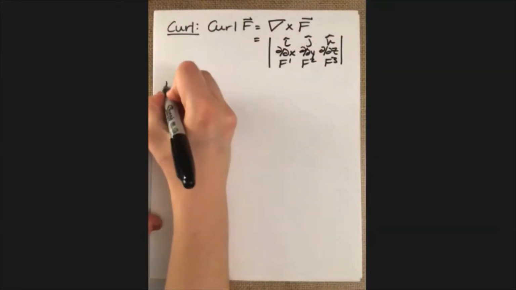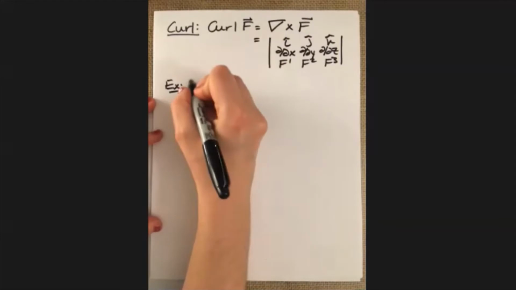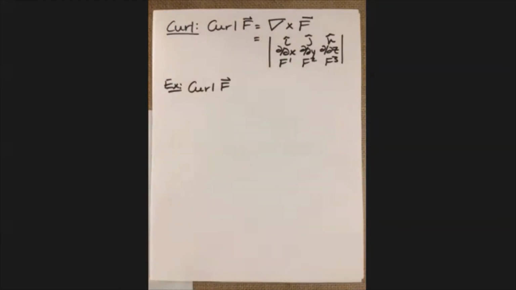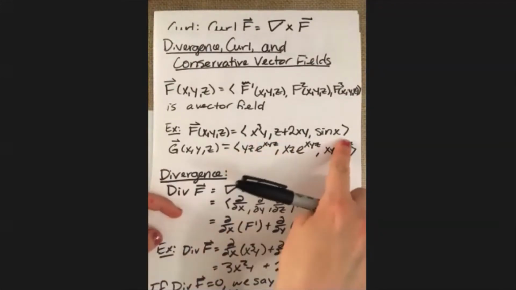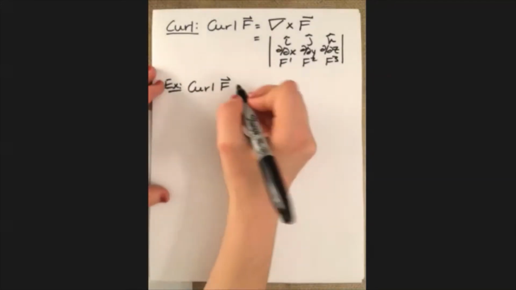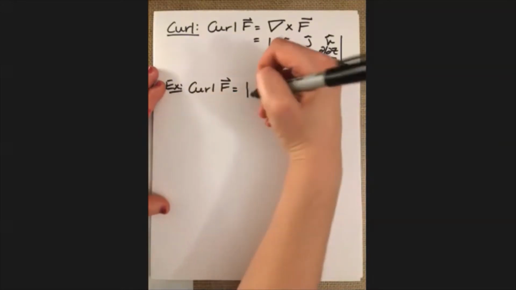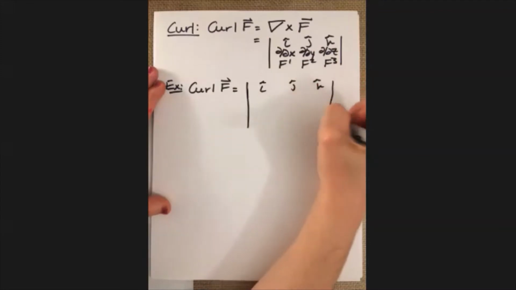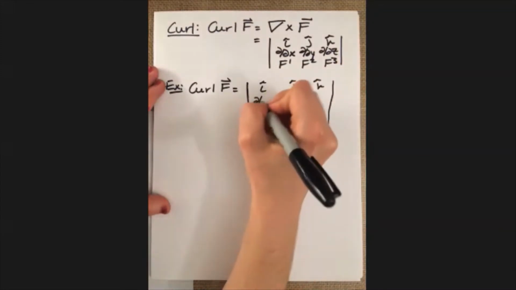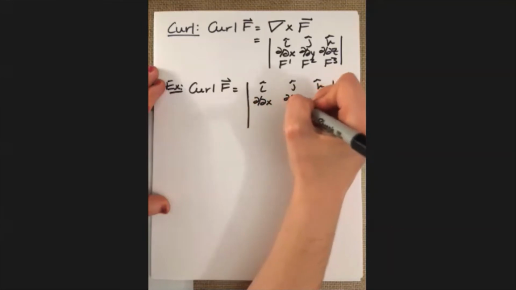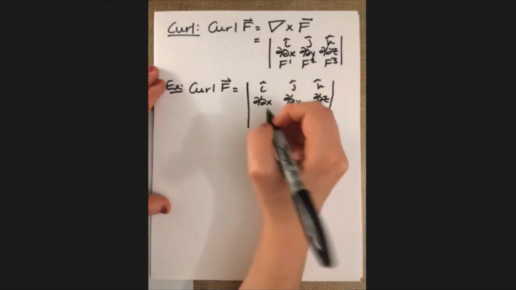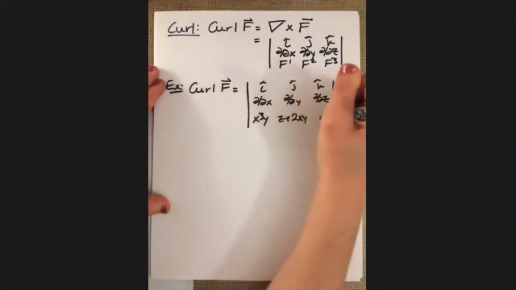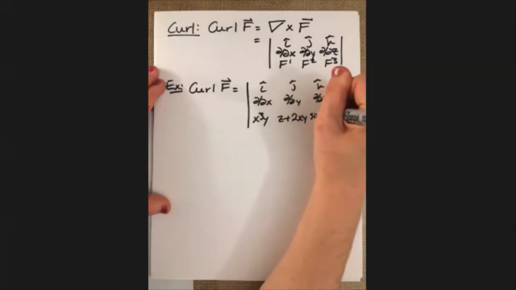For example, if we wanted to look at the curl of F, where this is again the same F from what we wrote earlier, we're going to be looking at the determinant with i hat, j hat, k hat, then partial with respect to x, partial with respect to y, partial with respect to z, and then we have x cubed y, z plus 2xy, and then sine of x.